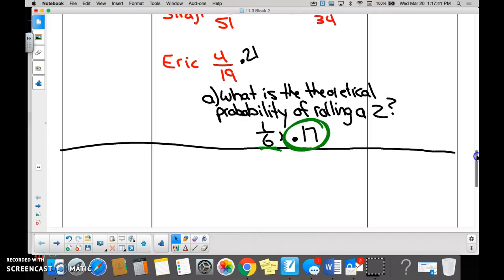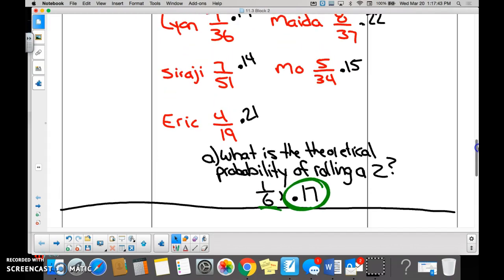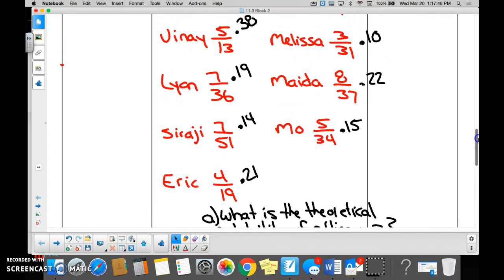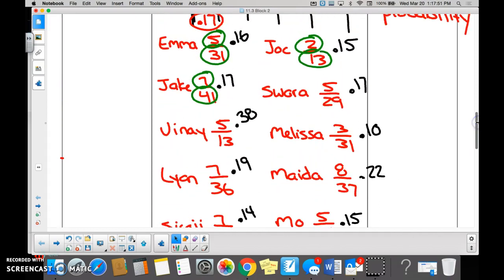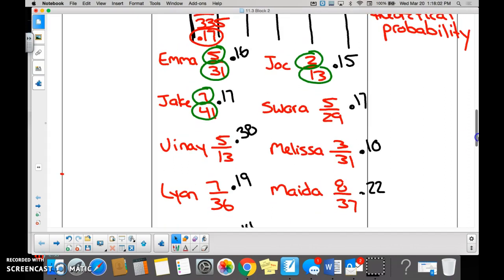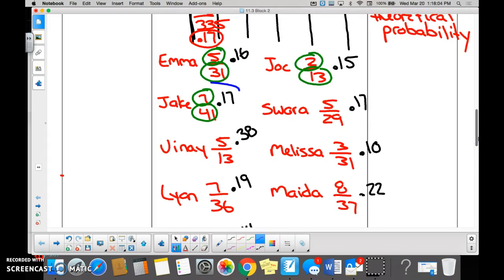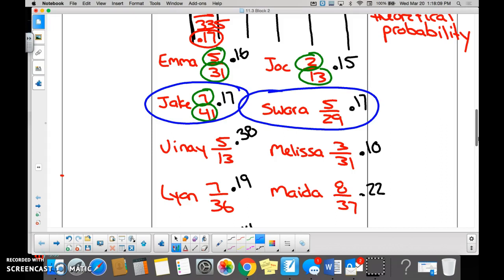0.167. So if you look at all of the results then, did everybody get 0.167? No. They were all over the place, weren't they? So in order to get these decimals, we converted our fractions to decimals, yes, no? Because a fraction is what kind of problem? It's a division problem. And we found out which group was actually the closest. Jake and Swara. And then instead of rounding to the nearest hundredth, we went to the nearest thousandth. And we found that the closest group was off by 2 thousandths.